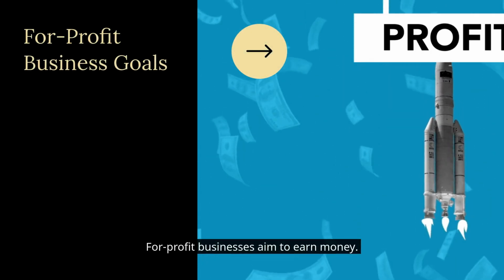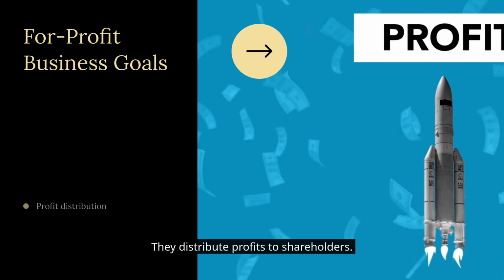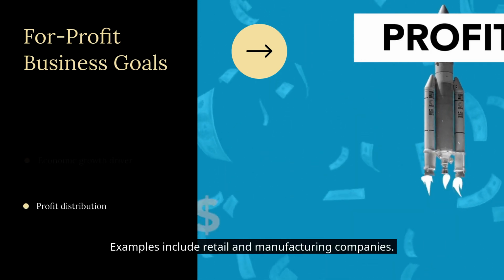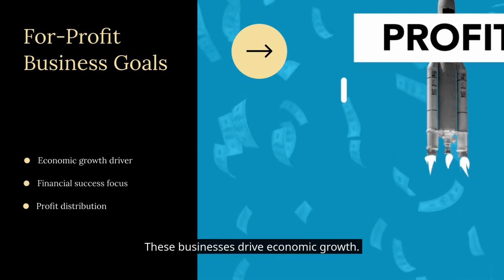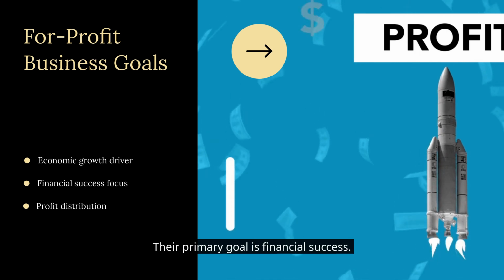For-profit businesses aim to earn money. They distribute profits to shareholders. Examples include retail and manufacturing companies. These businesses drive economic growth. Their primary goal is financial success.